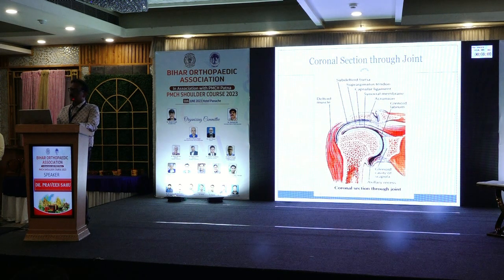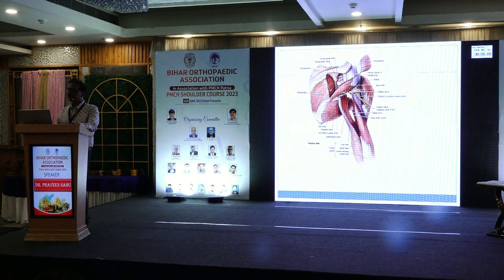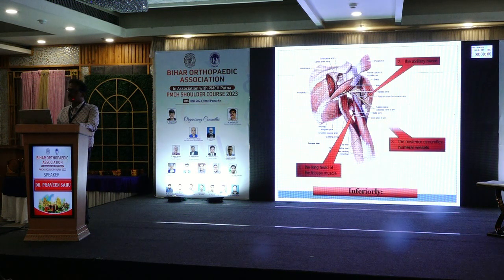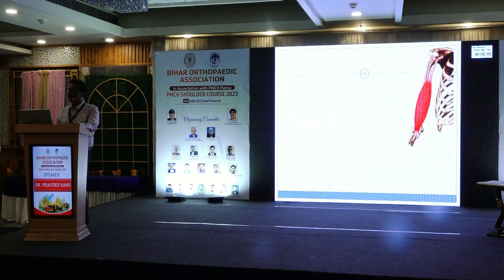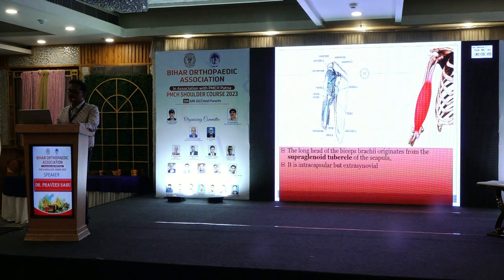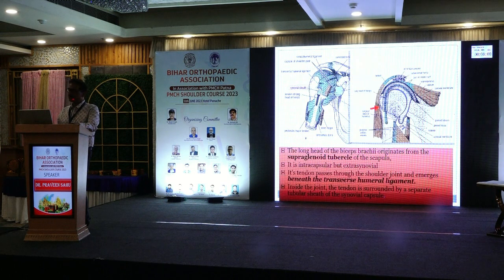Coronal section: below the acromion there is the subdeltoid or subacromial bursa. So this is the anatomy of the shoulder joint in brief, and thank you very much for your patient hearing.